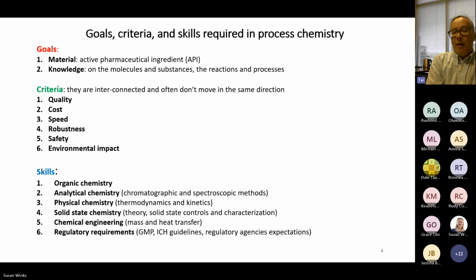But there are criteria to evaluate the effectiveness and the success of process development. My light just switched off. They are quality, cost, speed of development, robustness of the process, safety, and environmental impact. As you can see, some of them are interconnected. And the funny part, of course, is that they don't usually move in the same direction. There are many skills needed. Most of us are trained as organic chemists, but we have to learn a body of knowledge on analytical, physical, solid state, chemical engineering, and very importantly, regulatory requirements as well. Next, please.